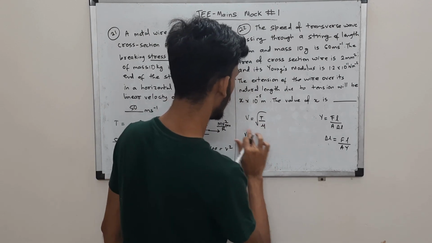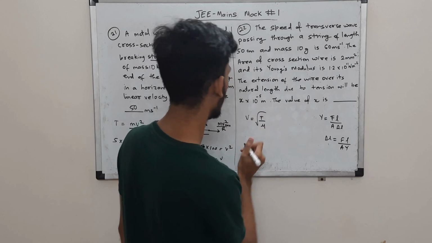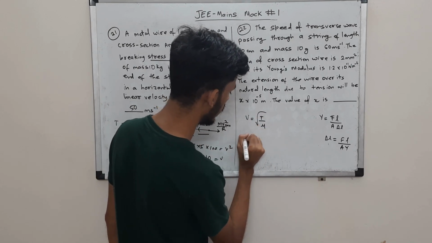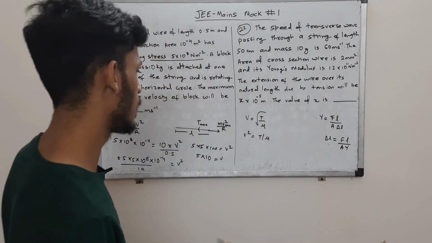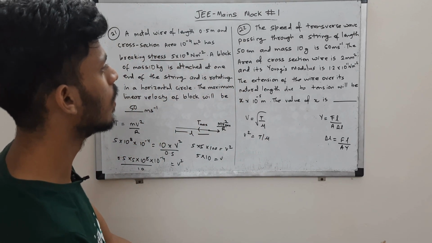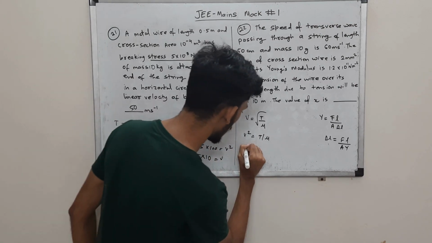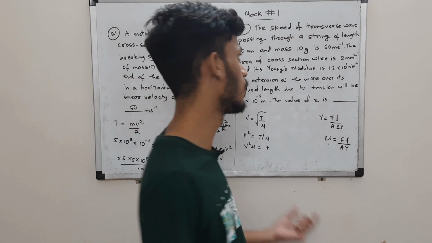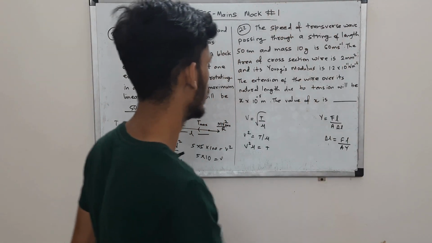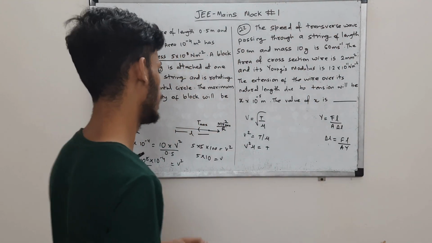So from here our objective is to find tension. We are given the speed. Let us square both sides. This will give us v square is equal to T by mu, and from here v square mu is equal to T. So our objective is to find tension from the very first statement.